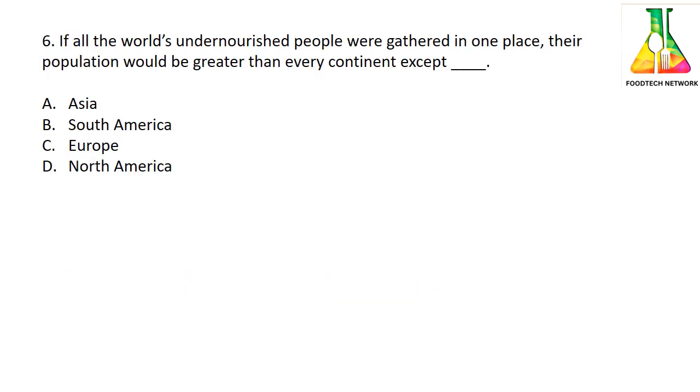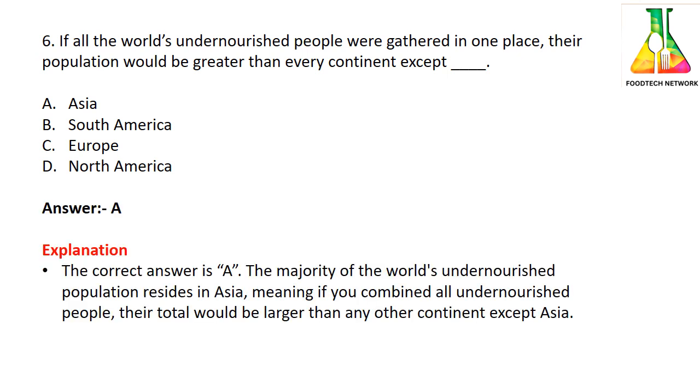Question number 6. If all the world's undernourished people were gathered in one place, their population would be greater than every continent except dash. Option A Asia, option B South America, option C Europe, and option D North America. So Asia, that is option A. The majority of the world's undernourished population reside in Asia, meaning if you combine all the undernourished people, the total would be larger than any other continent except Asia.